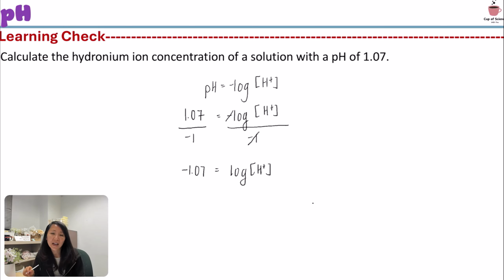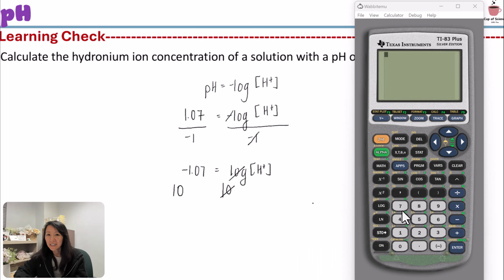Now, how do I make the H plus by itself? How do we take out that log? We can utilize the calculator system, and I'll show you in a minute how to get rid of that log. To get rid of that log, you have to put 10 to the. What that means is the log will be treated as an exponent, and you put that on both sides. That 10 to the cancels out the log.